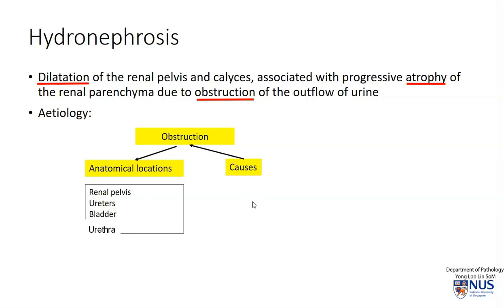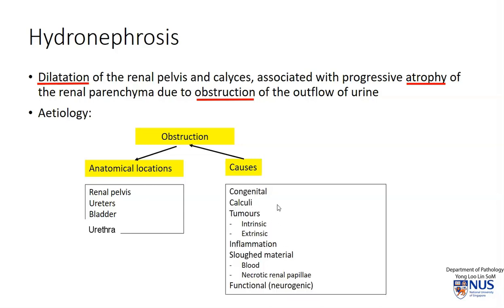And in terms of causes, we can look at several types of etiologies, for example, congenital conditions like posterior urethral valves, renal calculi, or even calculi anywhere along here, for example, in the ureter, as in this case, tumors, which can be intrinsic in the actual urogenital system or extrinsic, for example, intra-abdominal tumors or carcinoma of the uterine cervix that can compress on the ureter.